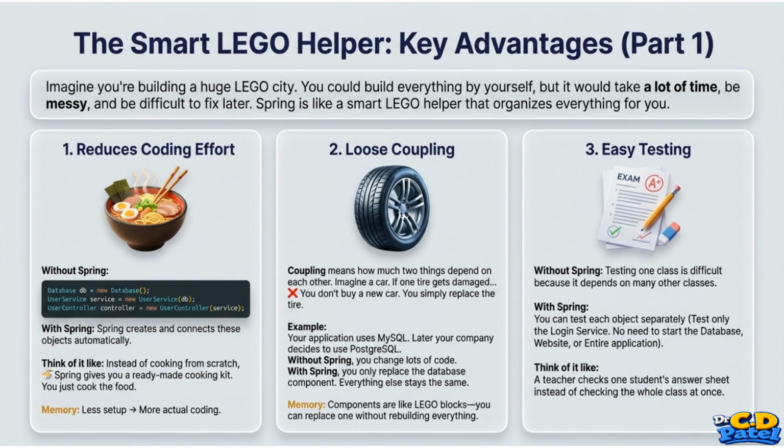Second is loose coupling. Imagine a car. If one tire is damaged, you replace the tire instead of replacing the entire car. Similarly, Spring helps us design components so they are not unnecessarily dependent on each other. Third is easy testing. If components are loosely connected, we can test one component separately without starting the entire application. So Spring helps us write cleaner and more testable applications.